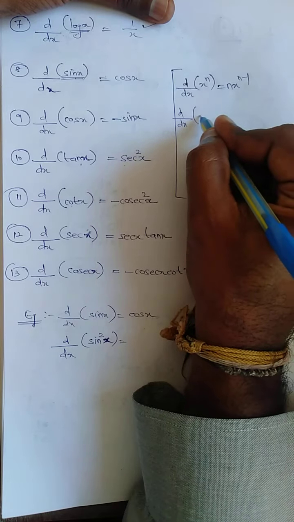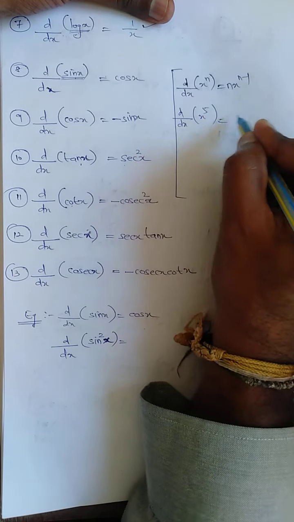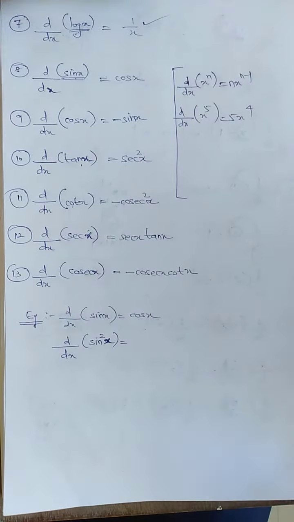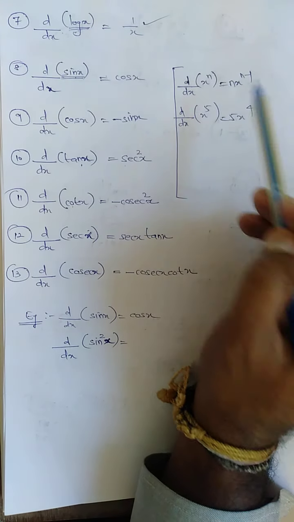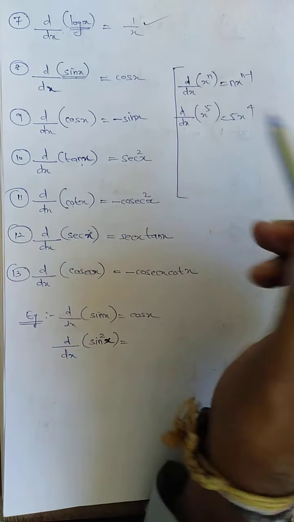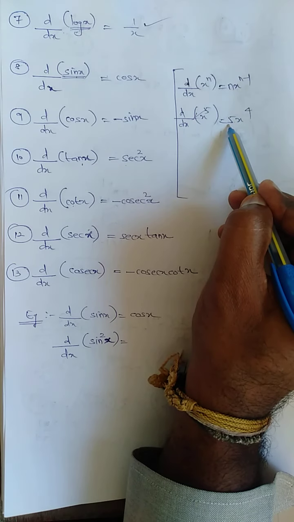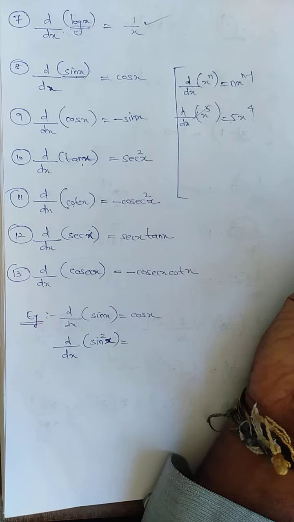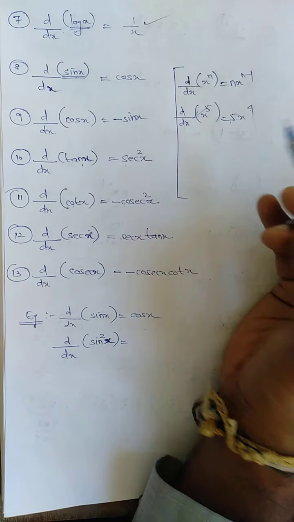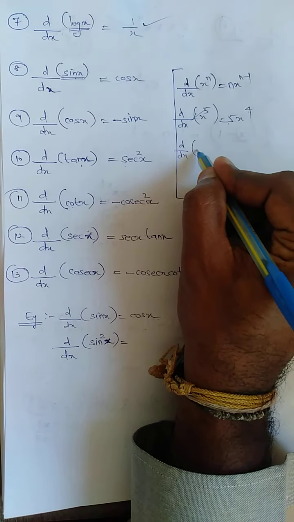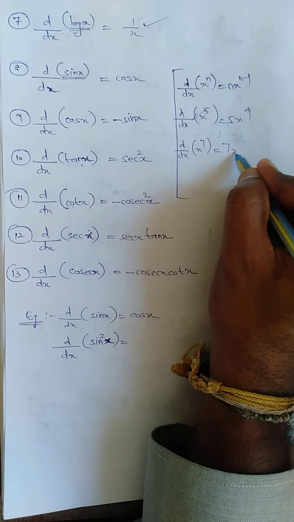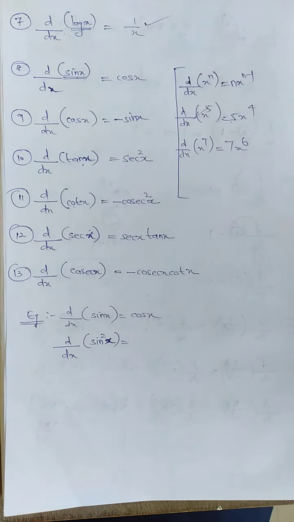Differentiate of x power 5. What do you do? Bring down the power and reduce the power by 1. Without using the formula, I tell you simply n x power n minus 1. Bring down the power 5. Reduce the power by 1: 5 minus 1 is 4. That's all. Differentiate of x power 7: bring down the power and reduce the power, 7x power 6.